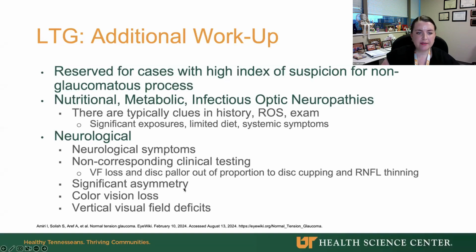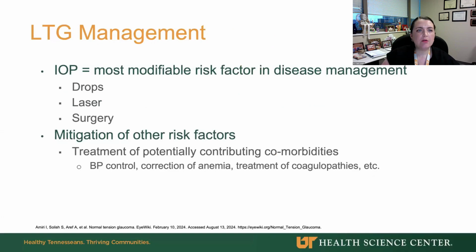Other red flags include significant asymmetry of the optic nerve appearance with regards to cupping, pallor, color vision loss, or vertical visual field defects. So how do we manage low tension glaucoma? Well, as with all glaucoma, the intraocular pressure remains the most modifiable risk factor in disease management. And so you can lower the pressure, as with primary open angle glaucoma, with drops, laser, and surgery.